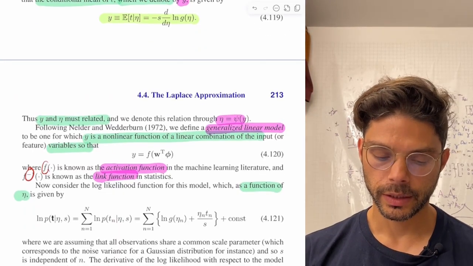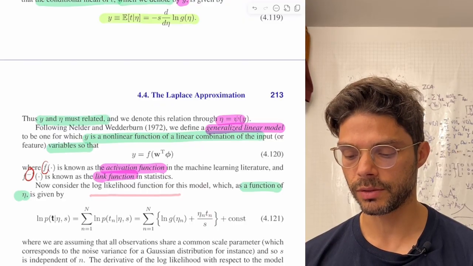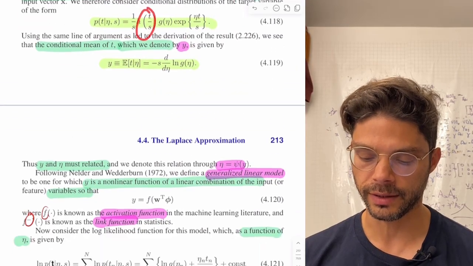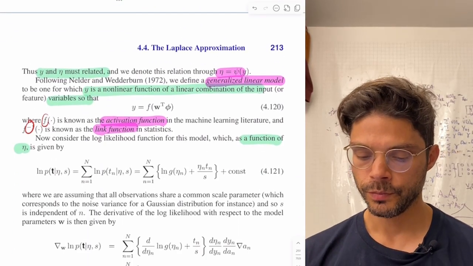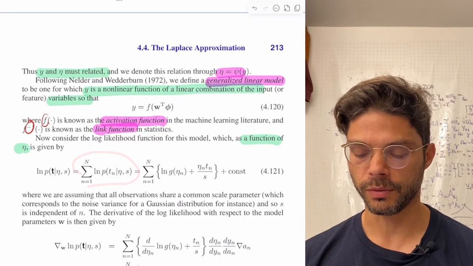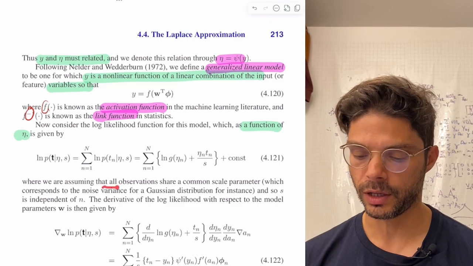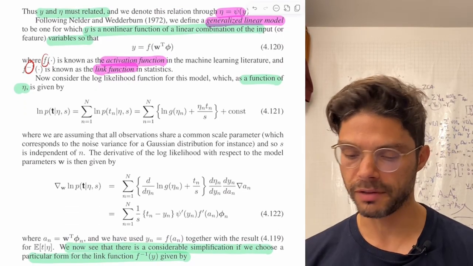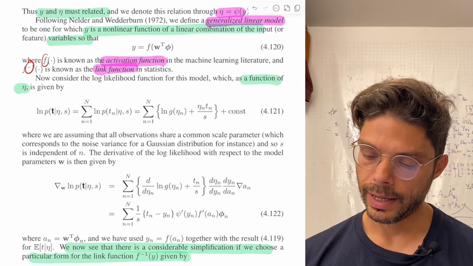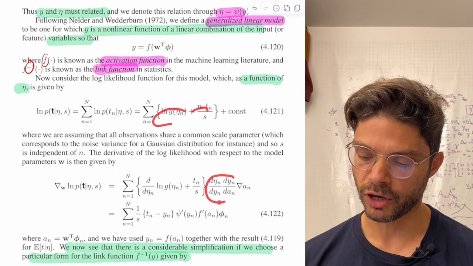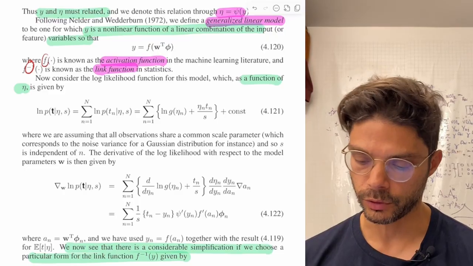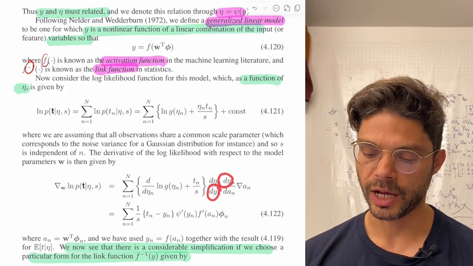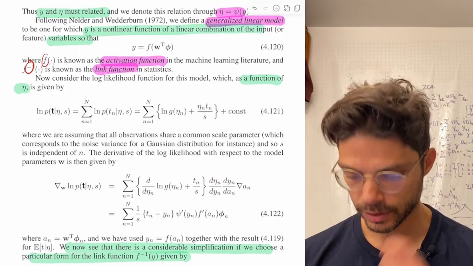Okay, so now consider the log likelihood function for this model, which as a function of eta is, so we're going to drop the h term, because there's no eta in it, and we care about solving for eta. So it's going to be ln of this, where we're assuming that all observations share a common scale parameter, and so s is independent of n. Now you take the derivative just as you would do, and you end up getting the derivative of this term, and then a couple of terms on the outside, which are the chain rule, right? Which is the derivative of eta relative to the parameters on the nth observation, relative to the outputs, and the derivative of the outputs relative to their inputs.